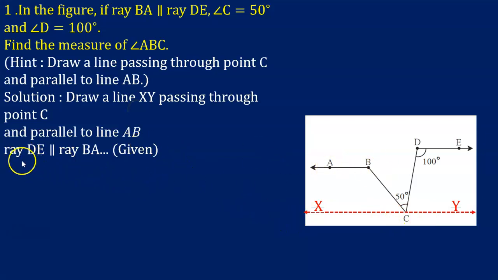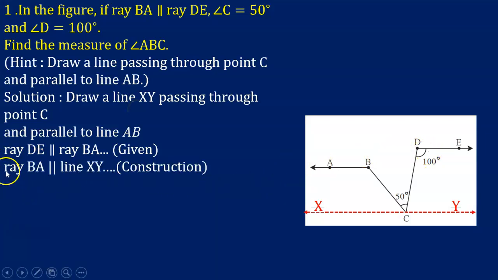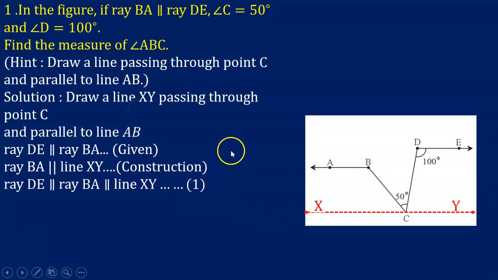Okay. Now we are also given that DE is parallel to AB. This is the given. Next, BA is parallel to XY. This is our construction. It means that XY is parallel to DE. याचाच अर्थ काय तर XY हा DE ला parallel आहे. Finally, ray DE is parallel to ray BA is parallel to line XY. Means all three are parallel to each other.